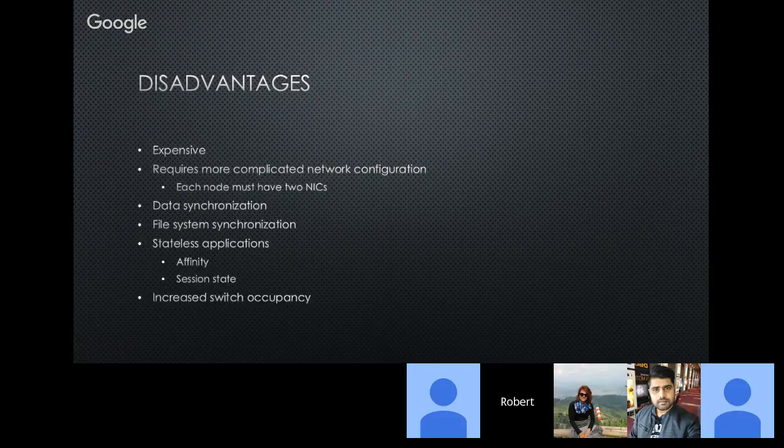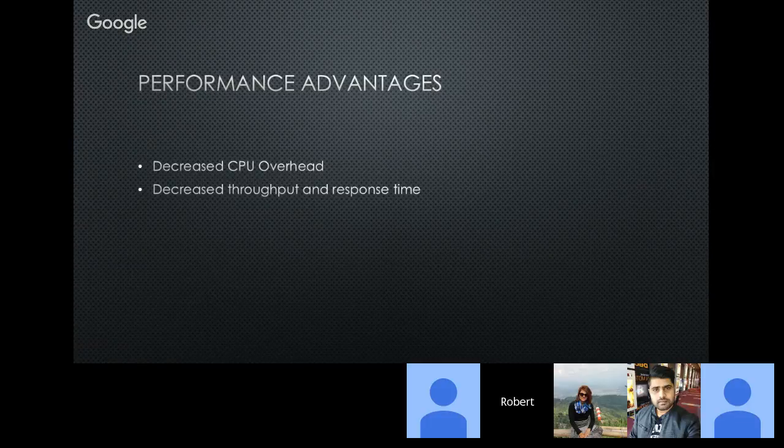And then you're also going to have increased switch occupancy because you're going to possibly have increased traffic on the local network. So your switch is going to see more traffic. And then there are a few huge performance advantages, which, like I said, far outweigh the disadvantages. For example, you're going to see decreased CPU overhead because each node is doing much less processing of the HTTP traffic.